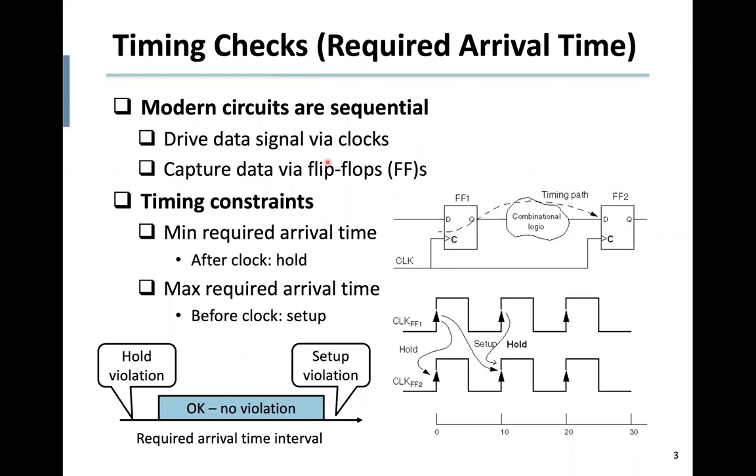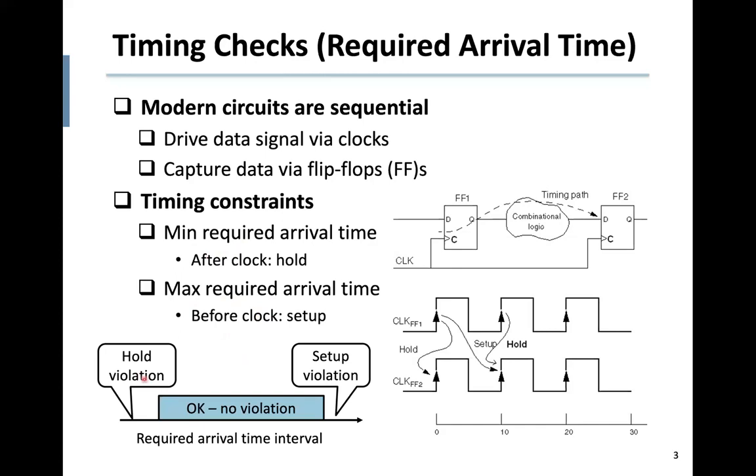Well, this means the data must arrive on time. You cannot arrive too late after the clock or too early before the clock. So this property gives us the timing constraint. We have modeled the required arrival time for data at each sequential component, like a flip-flop. We have the minimum required arrival time, and that is the hold time after the clock. We also have the maximum required arrival time, and that is the setup time before the clock.